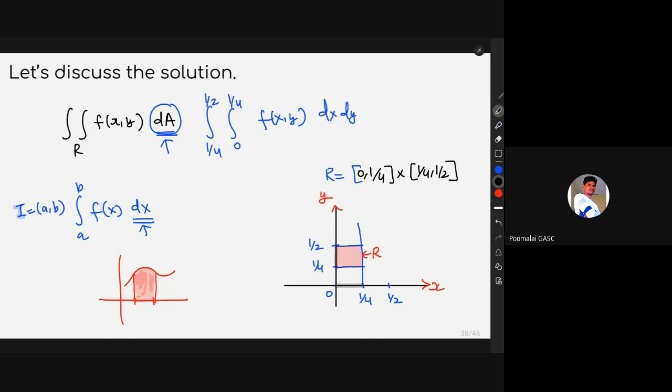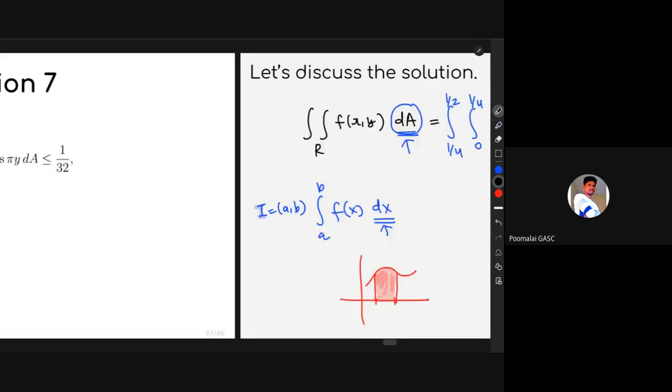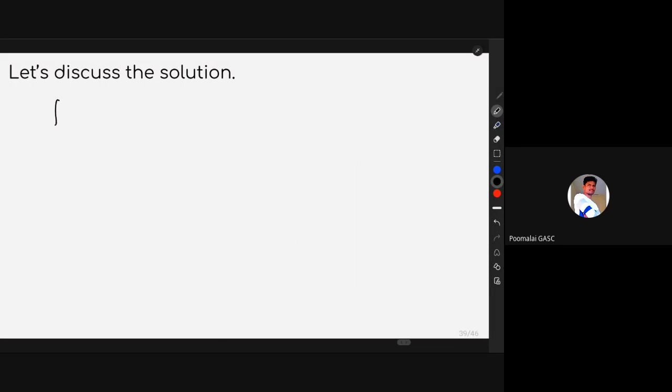So these will be the limits. This is how you write this expression, which is not given explicitly. And now you substitute your function. So I think this is fine. Now in our case, the limits are 0 to 1 by 4, 1 by 4 to 1 by 2, sine pi x times cos pi y dx dy.